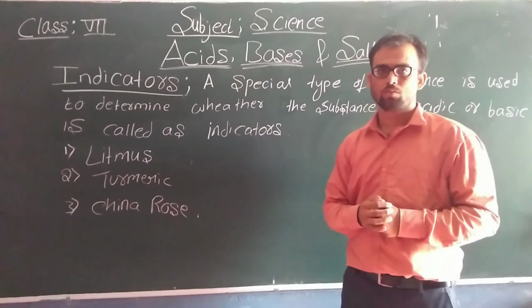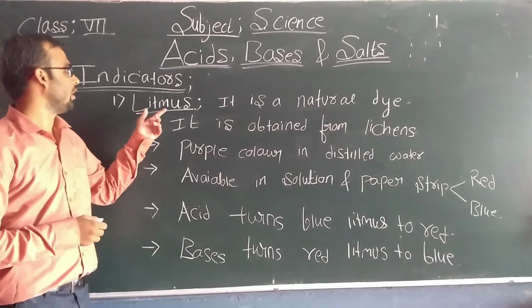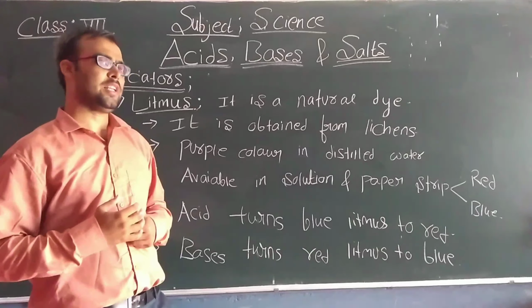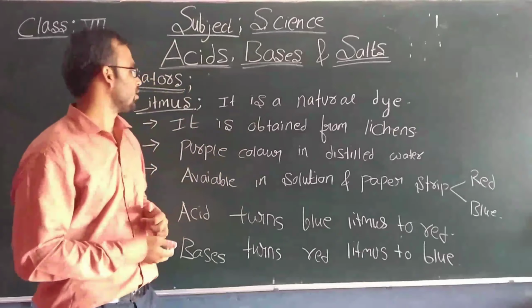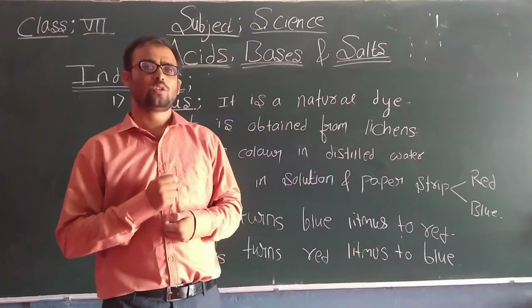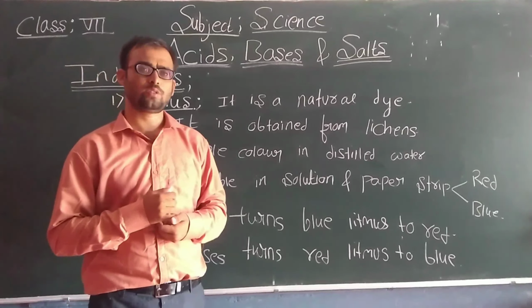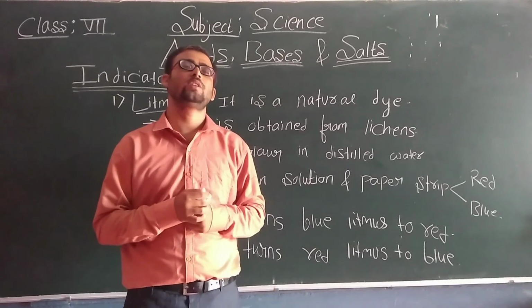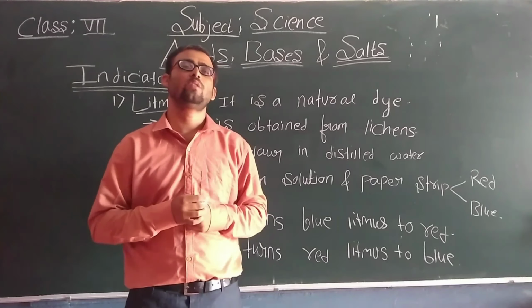Now let us discuss litmus. What is litmus? It is a natural dye, and it is made from lichens. Litmus is a natural dye obtained from lichens. When we put litmus in water, it turns purple in color.